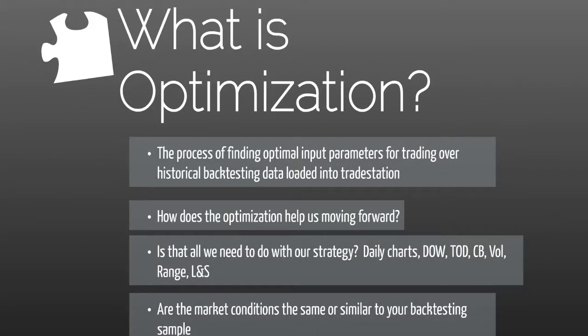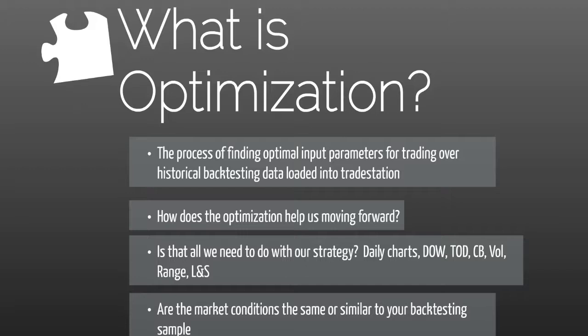So what is optimization? Many of you probably have had experience with automated trading. Some may not have. Some of you have, definitely, and you've probably had different experiences with different aspects of that. But really, optimization is the process of finding optimal input parameters for trading over historical backtesting data loaded into TradeStation. It doesn't have to be TradeStation. It can be MultiCharts. It could be MT4. It could be any platform. But basically, that's the snapshot: the process of finding the optimal inputs.